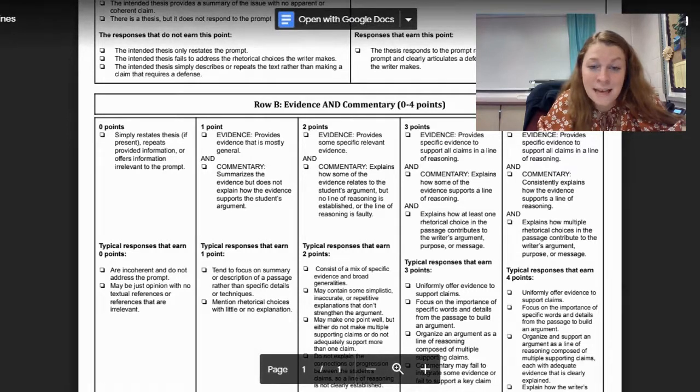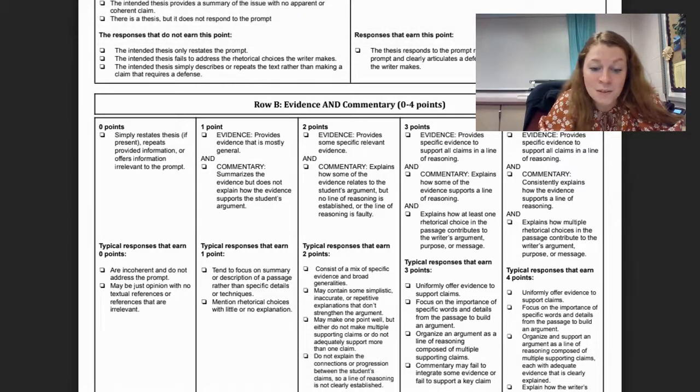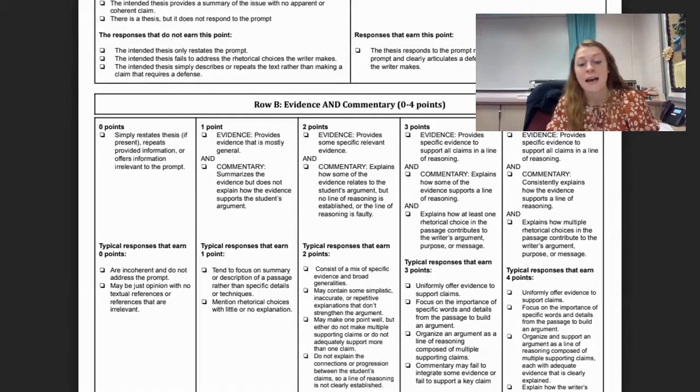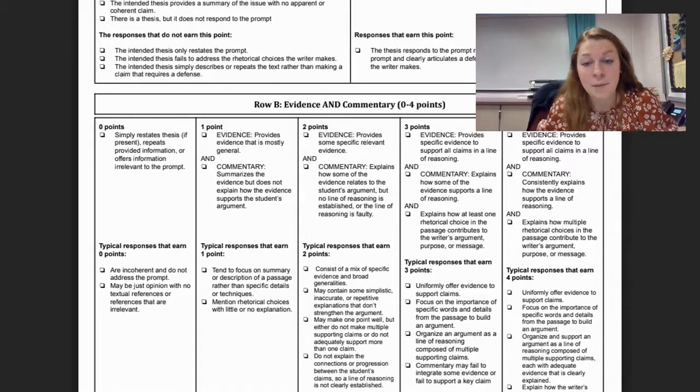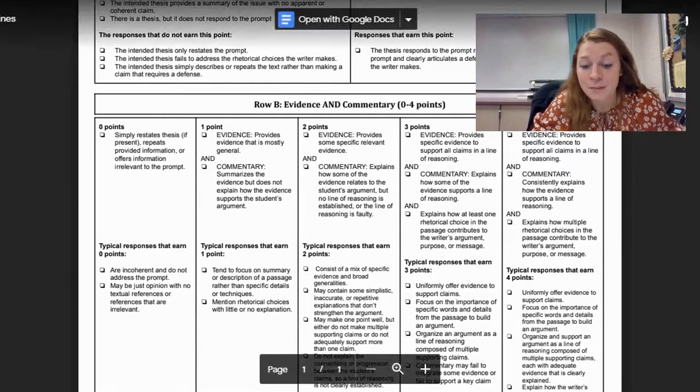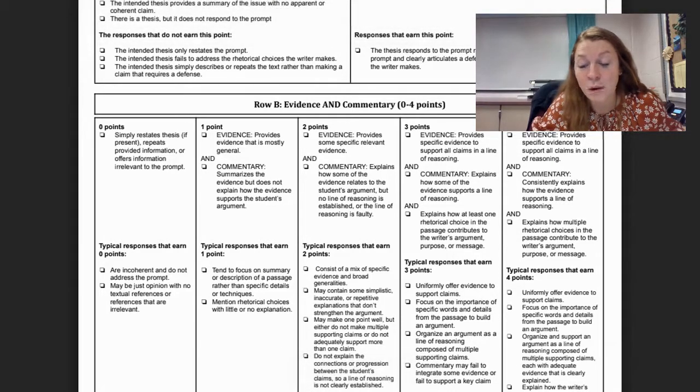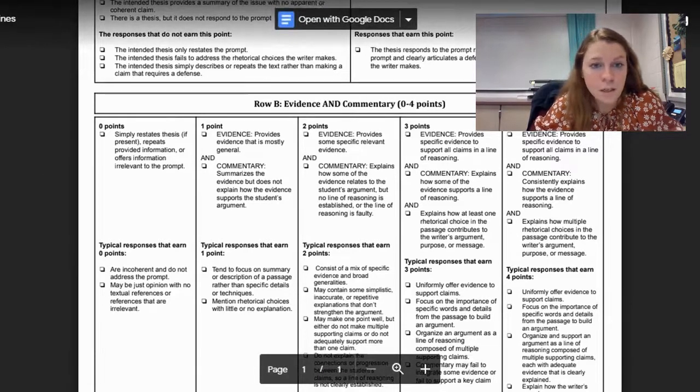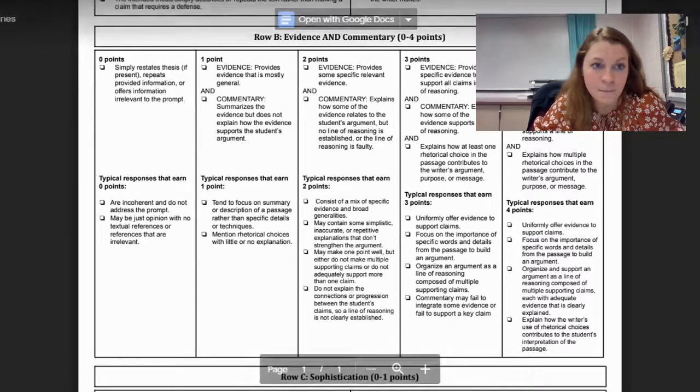2 points, that's adequate. So if you wrote between 250 and 400 words and you did a decent job explaining those rhetorical choices, you will get these 2 points. But what we are really aiming for here is the 3 to 4 point range, which is effective. And you have to write 400 to 800 words in order to get an effective score of 3 to 4 points. So let's break that down even further now.